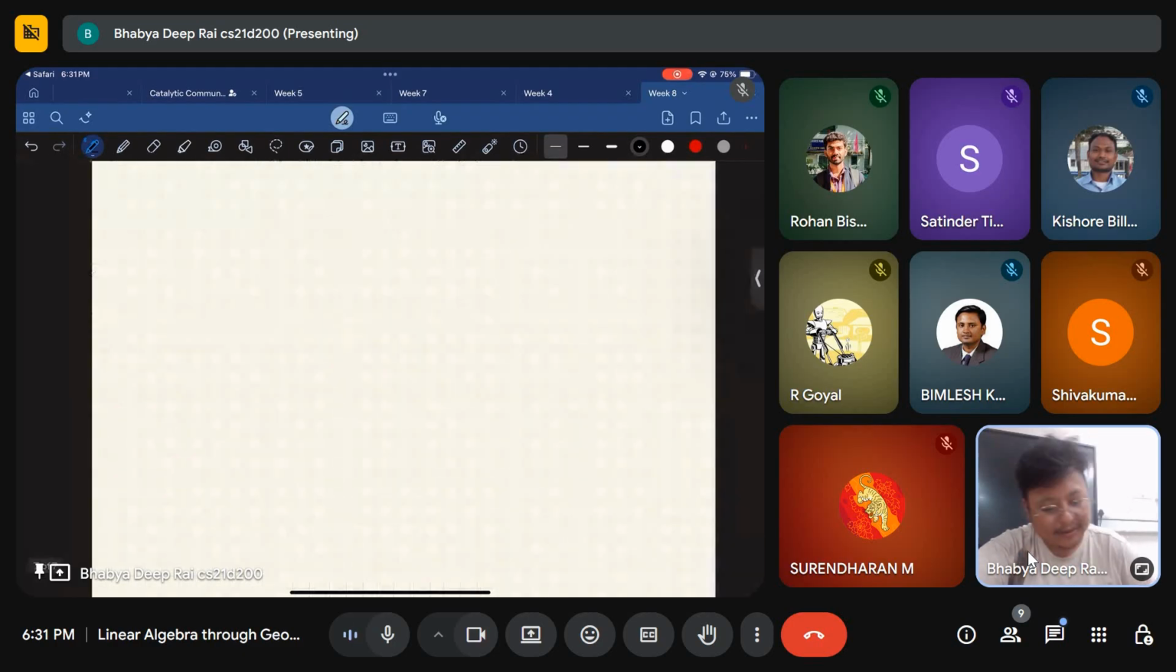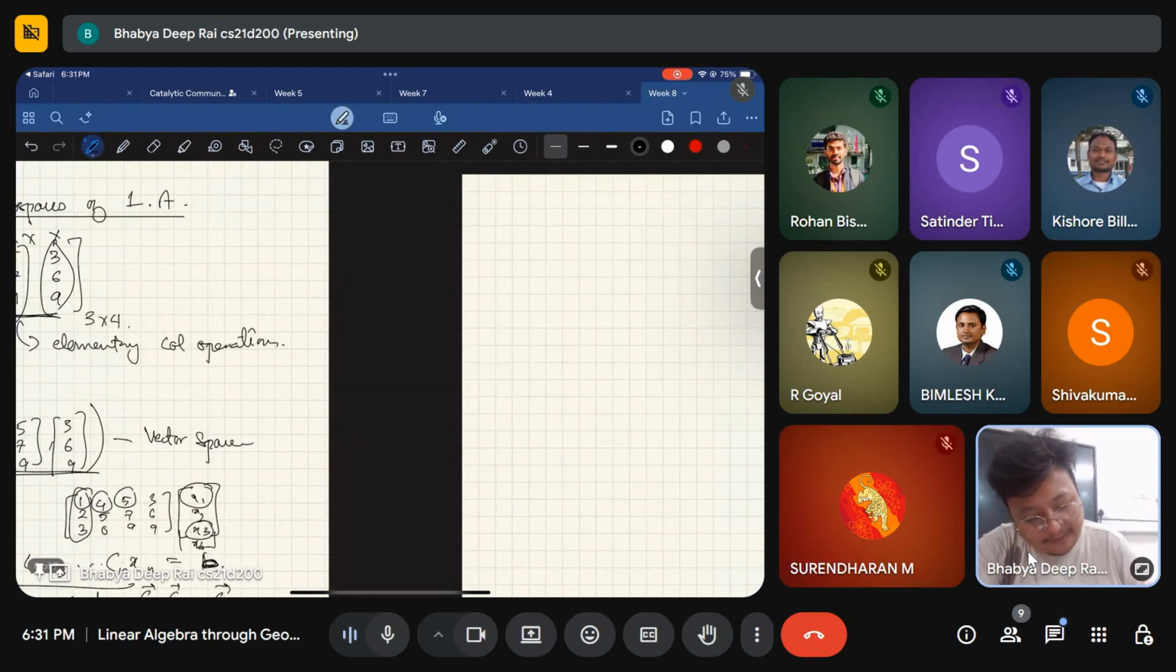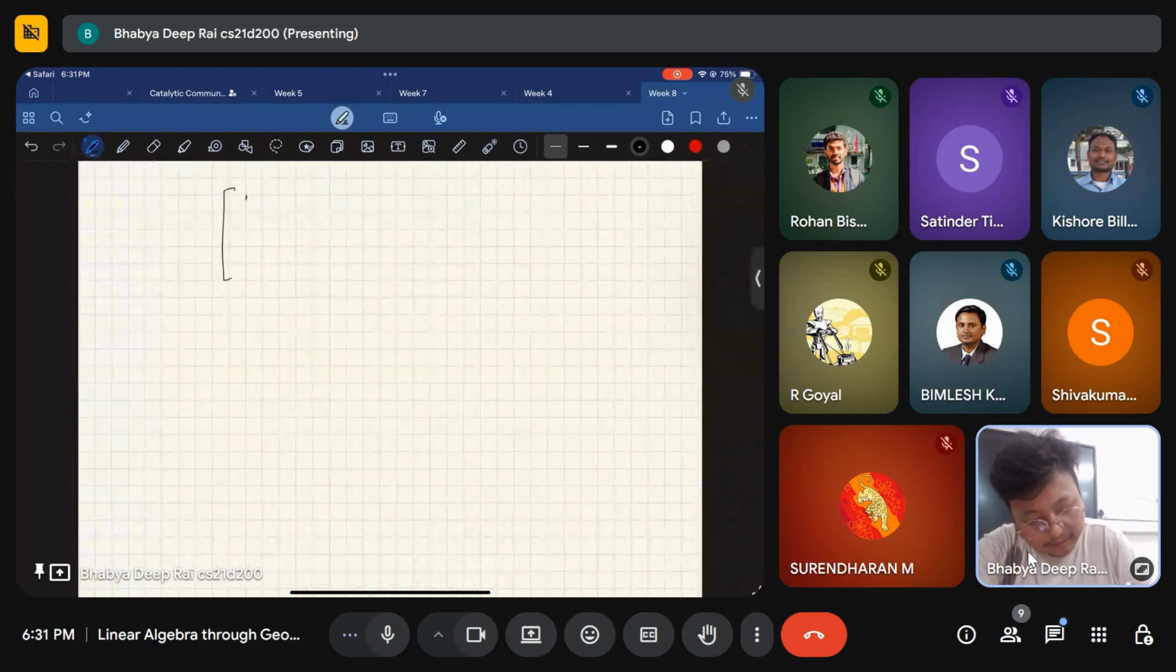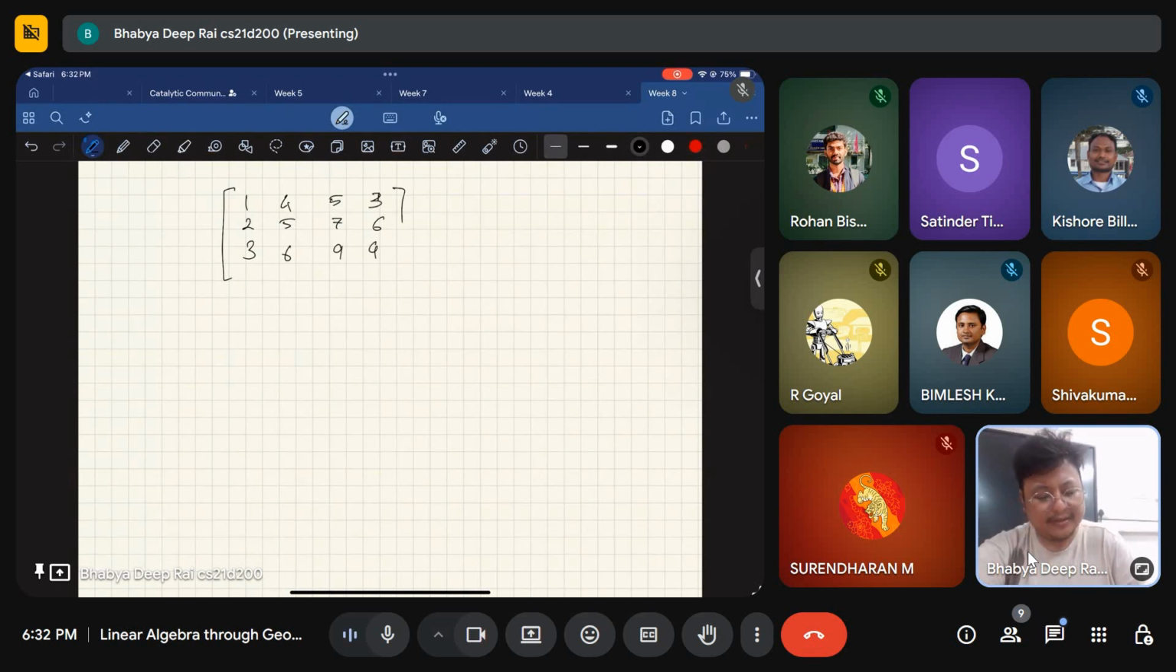But now I want to ask the equivalent question. So 1, 2, 3, 4, 5, 6, 5, 7, 9, 3, 6, 9. Now the question I ask is a bit strange: what if I considered each of these to be vectors? Of course, they are not vectors easily, because if I just say 1, 4, 5, 3, it represents 4 vectors, each of which has dimension 1.